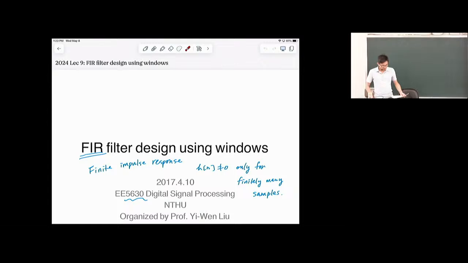And okay, so we are on the topic today. We will continue the topic of filter design. Previously we talked about IIR. Today we will be on FIR, finite impulse response versus infinite impulse response. Particularly we are going to use windows. So last week, let's do a bit of a recap.